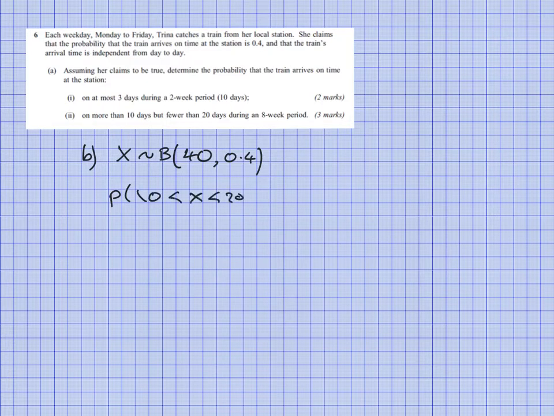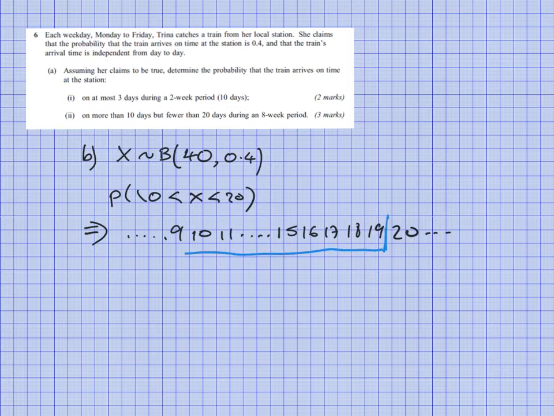and 20, not inclusive. If we consider what that would look like on a number line, we'd have not all the numbers up to here, then we go 9, 10, 11, miss out a few numbers, 15, 16, 17, 18, 19, 20, and so on. So the question is asking us to find the numbers up to 20 and more than 10. It's this section here that I've highlighted in blue.